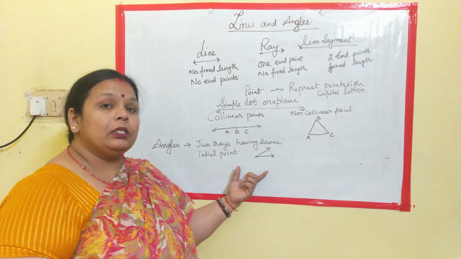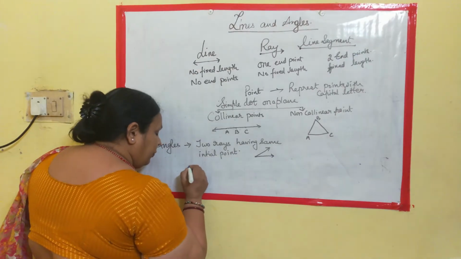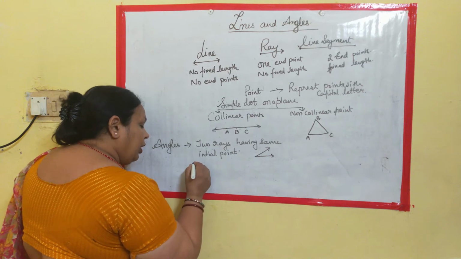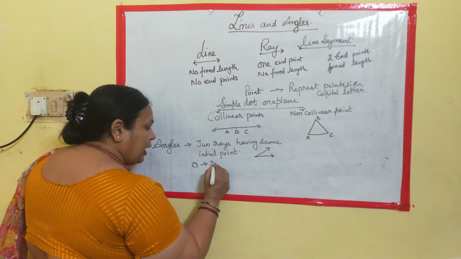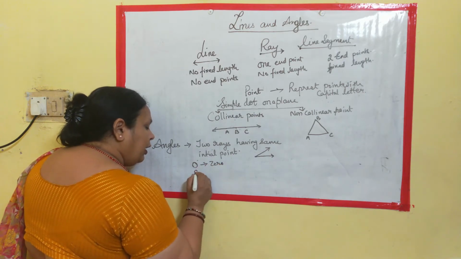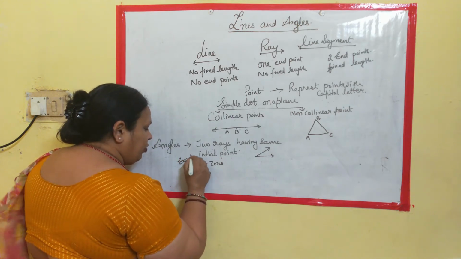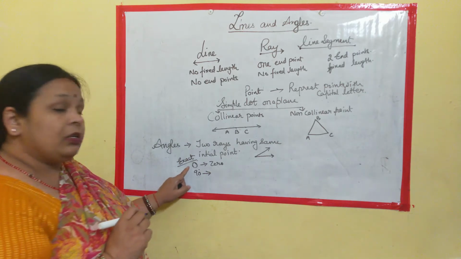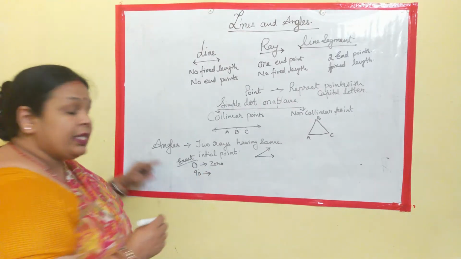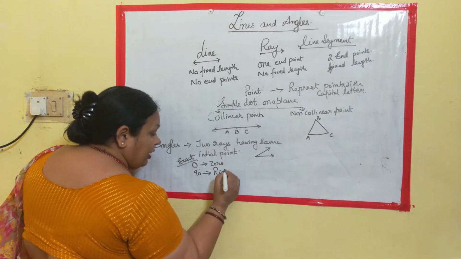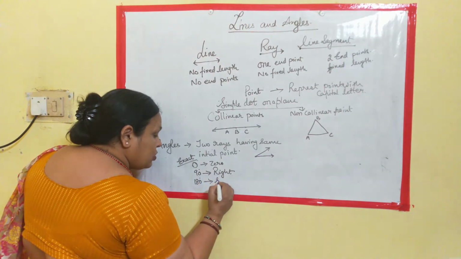We know that angles can be classified in groups. So the first one is based on the measurement. If we have the measurement as 0, we call it a 0 degree angle. See, we are talking about exact measurement. When it is 90, we call it a right angle. When it is 180, we call it a straight angle.